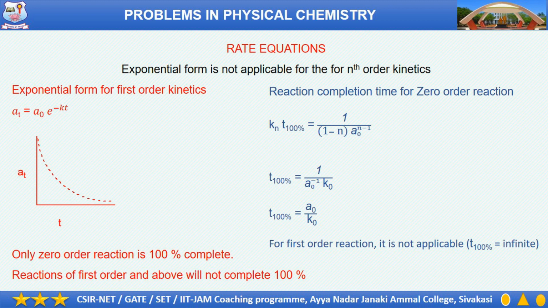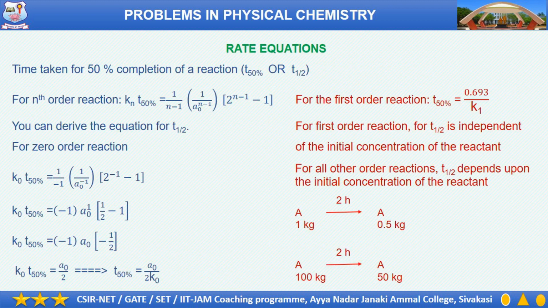Next, we are going to see the t_50% completion. You can substitute the 50% completion in this, and you will get a general equation Kn·t_50%. That can be derived from this itself. Kn·t_50% is equal to the same equation, 1/(n-1) into 1/A_0^(n-1) into 2^(n-1) minus 1. This is the general equation. You can memorize this equation.